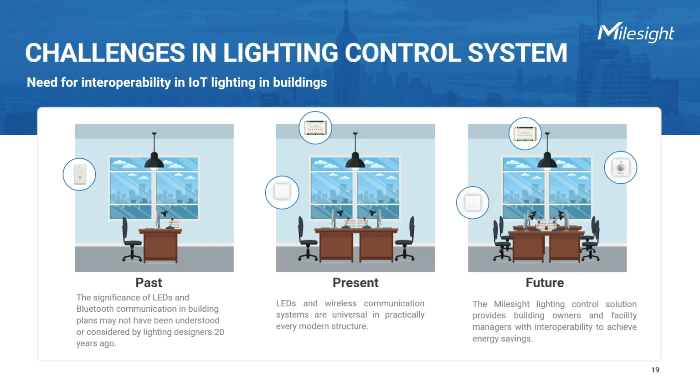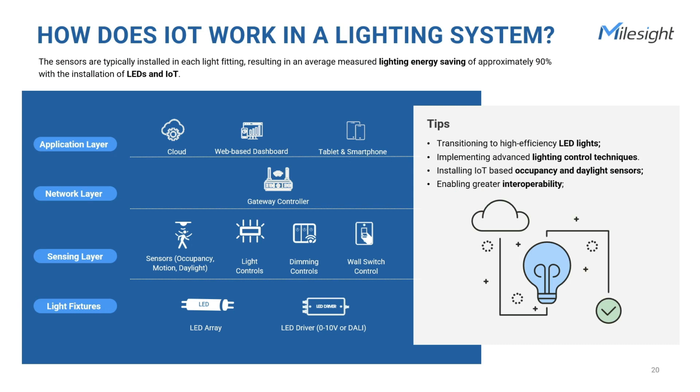In the near future, having a flexible lighting control system like the solution from Milesight provides building owners and facility managers with interoperability to achieve some common goals, such as energy savings, operational efficiency, etc. In most cases, new commercial buildings worldwide and existing buildings that upgrade 20% or more of their lighting are obligated to meet specific energy saving standards.